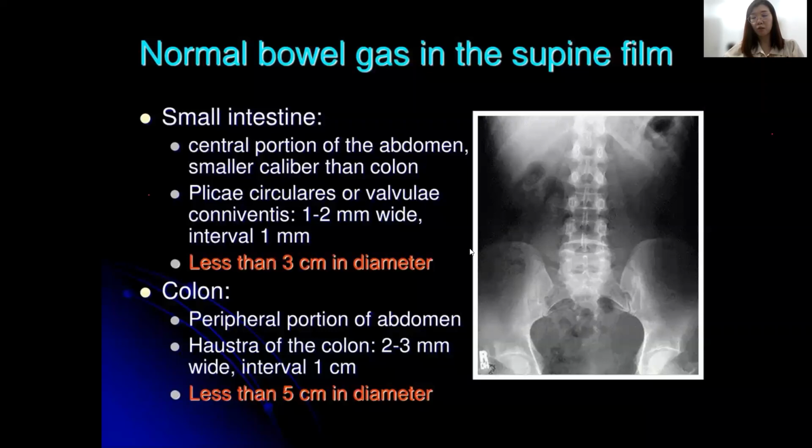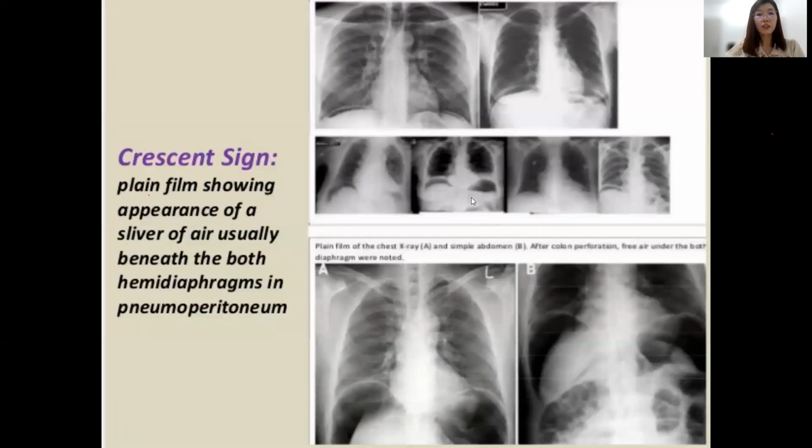Here you can see more dilated bowel loops. If less than that, it is fine. Okay, then the crescent sign is pneumoperitoneum, air under the hemidiaphragm. No one should miss it.